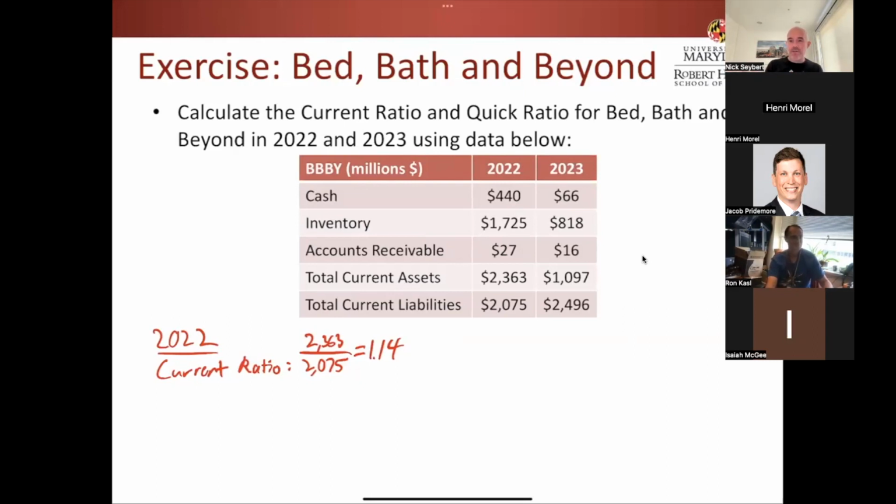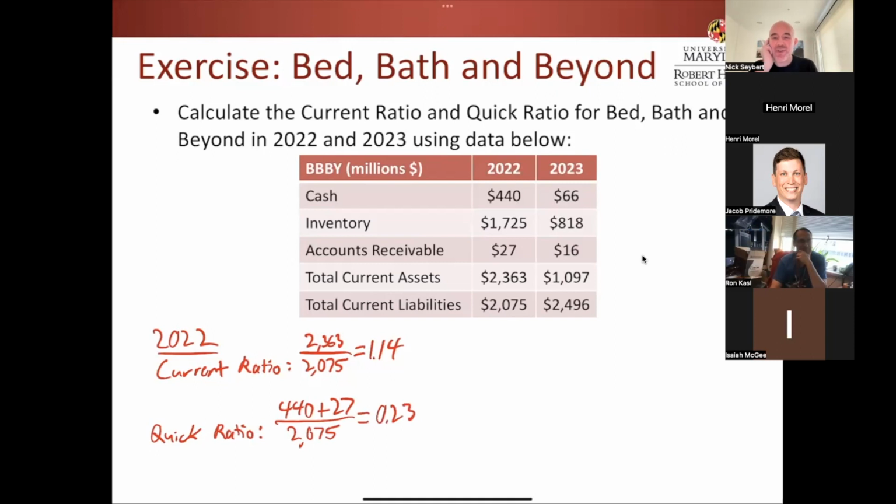Let's do the quick ratio, right? Because what if we're worried Bed Bath & Beyond can't sell the inventory, which we should be worried about. We already knew back in 2022 we should be worried about that. So the quick ratio is just the non-inventory current assets, which for them was just cash and accounts receivable. So we do 440 plus 27, that's their quick assets, and we still divide by the same current liabilities. We do that and we get 0.23.